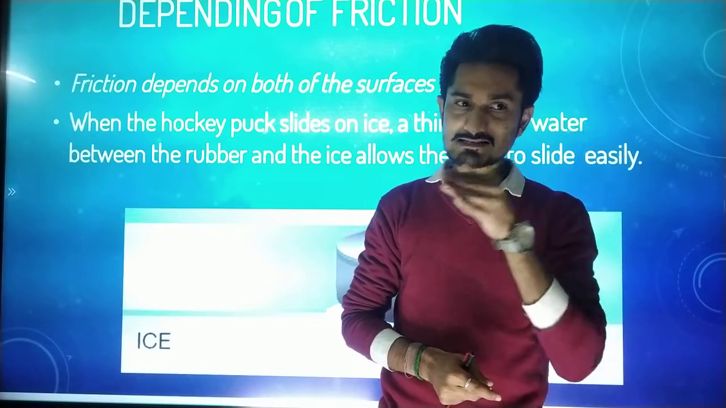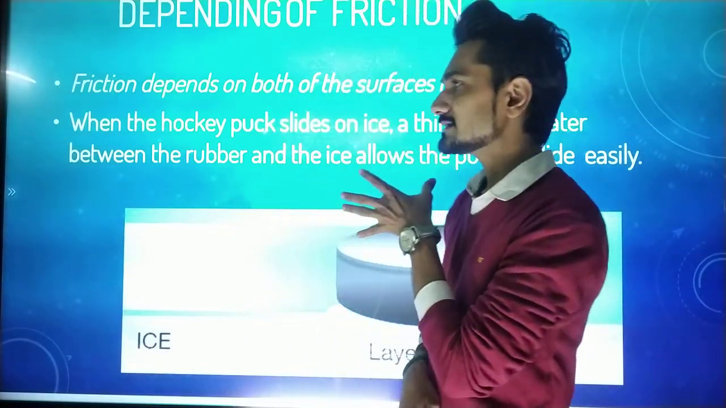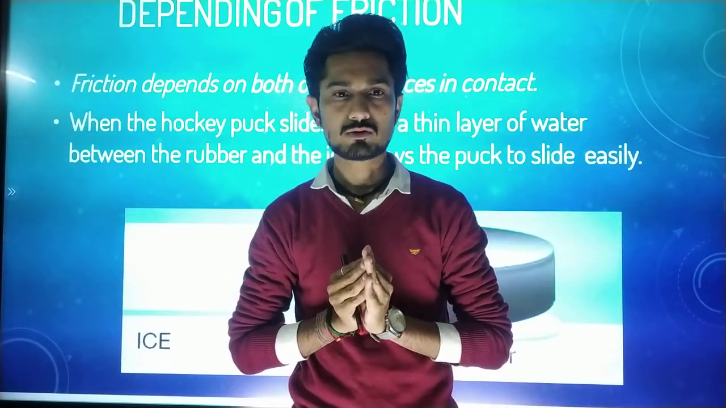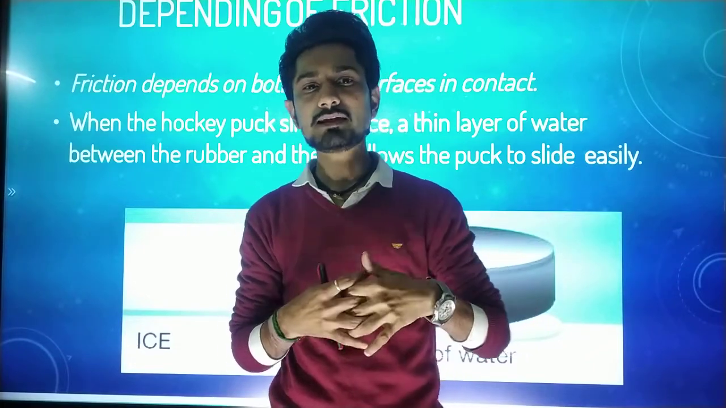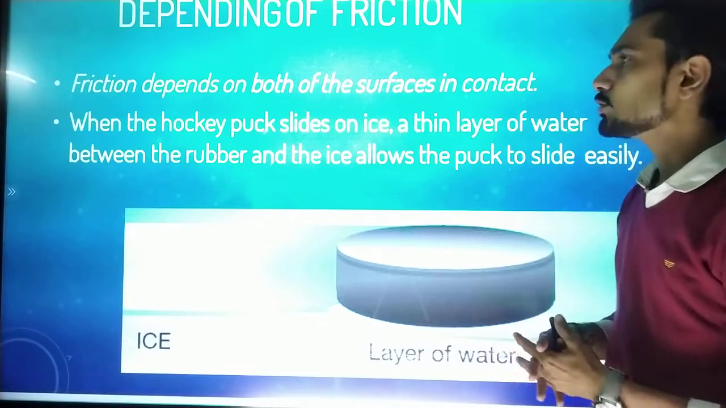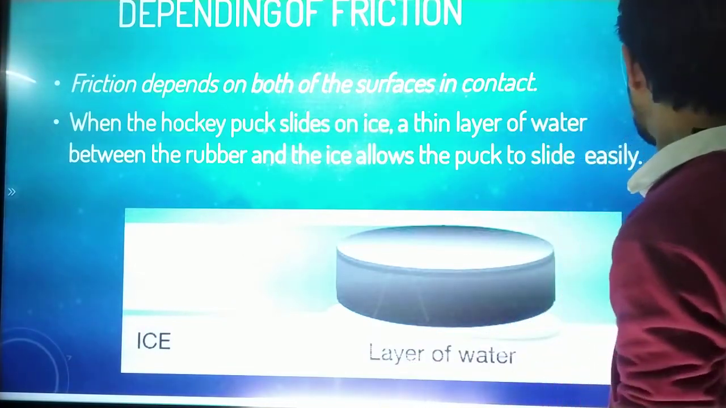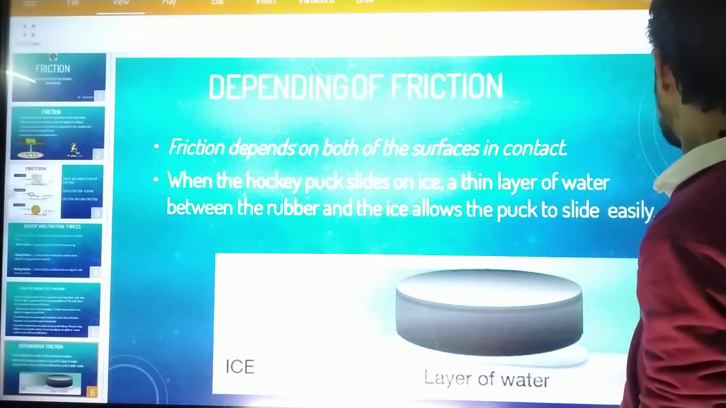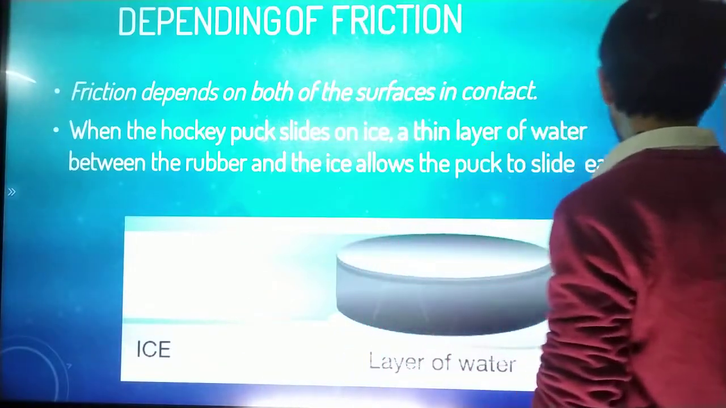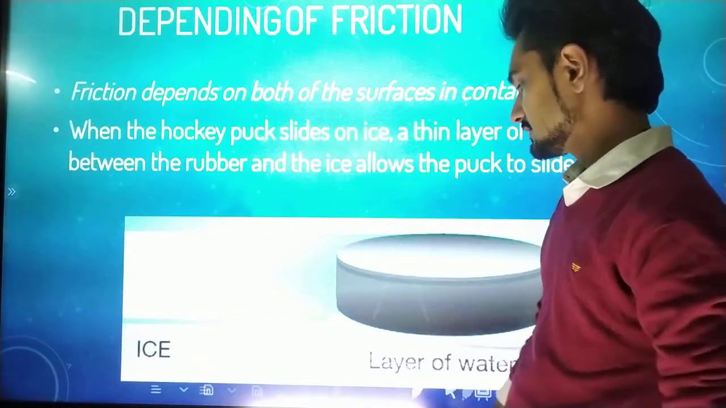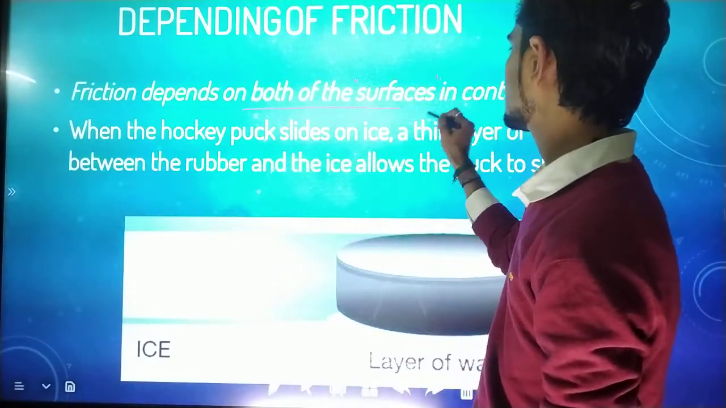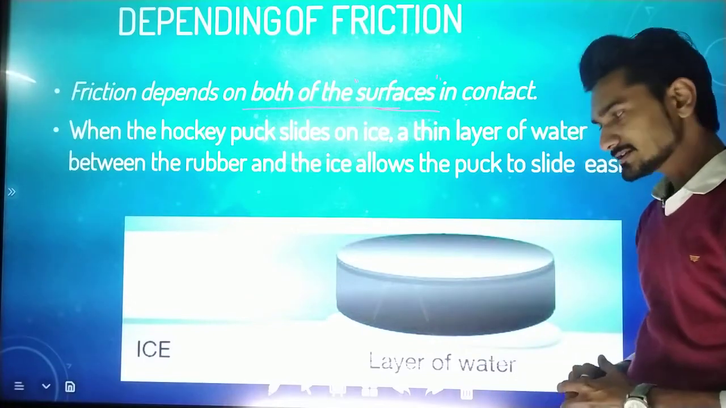Likewise, we are going to see which factors affect friction. There are many things, but mainly two things affect friction. Friction depends on both surfaces in contact. The first thing is the surface.